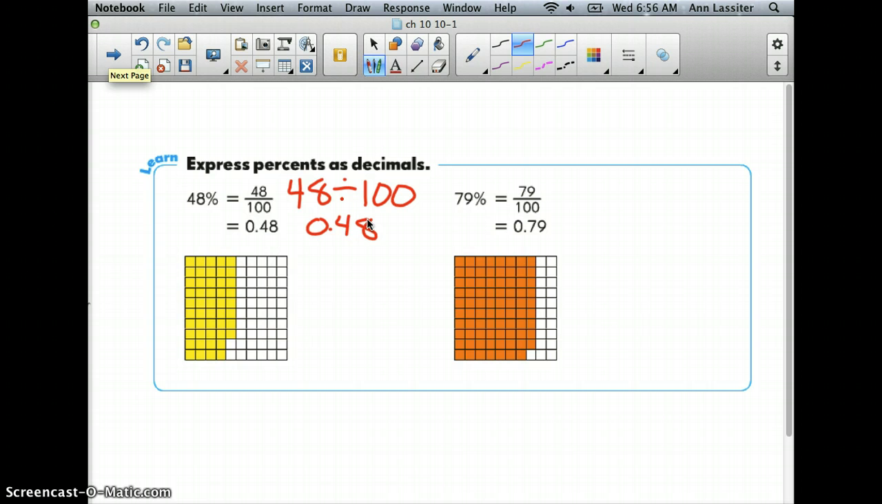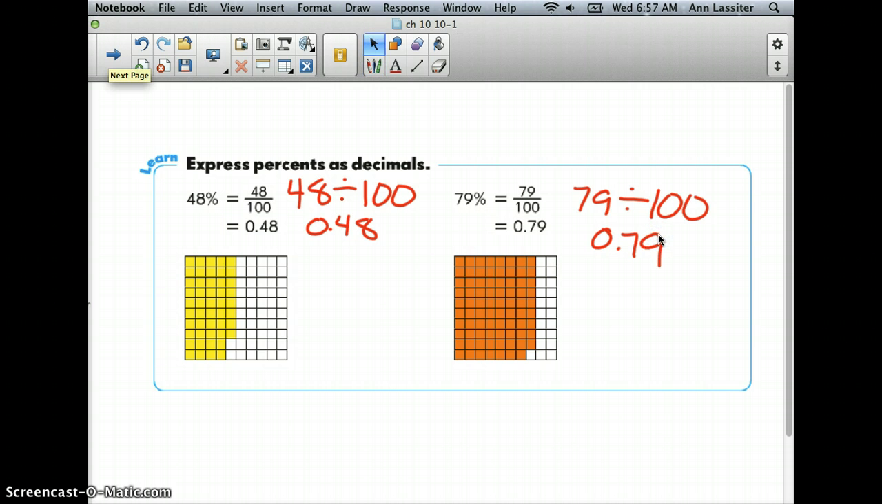Again, 79% is 79 out of 100. That is the same as saying 79 divided by 100. We do not want to do long division. We move the decimal 2 places and we get 0.79. So again, hopefully you're seeing that things we've learned earlier this year come in repeatedly as we move into percents.